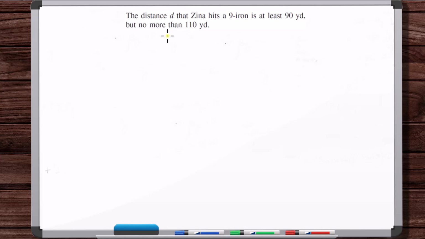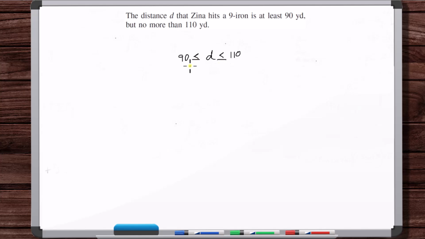So it's very important. Okay, so first, the distance d that Xena hits a 9-iron is at least 90 yards, but no more than 110 yards. Okay, so the distance that Xena hits a 9-iron, so D is what? At least 90 yards. So greater than or equal to 90. At least, right? But no more than 110 yards. No more than. That's less than or equal to, right? You see how there's an equal to there? No more than. So this is the inequality right here.